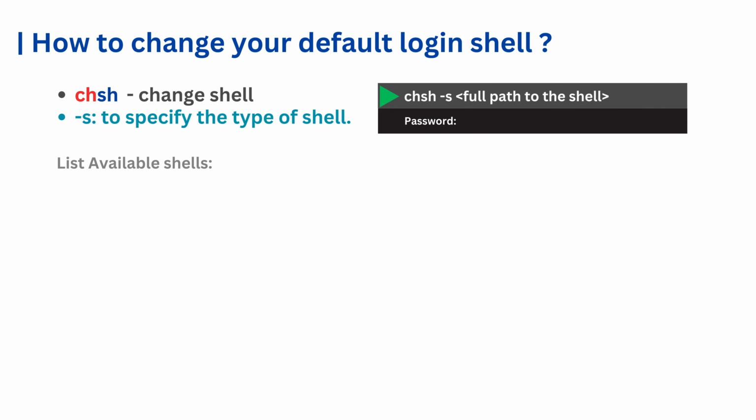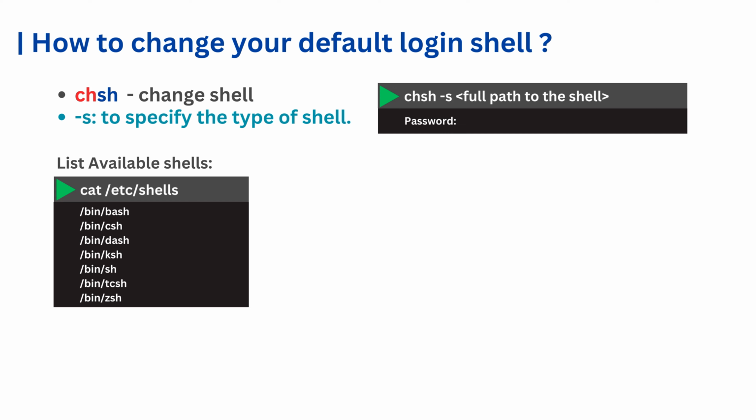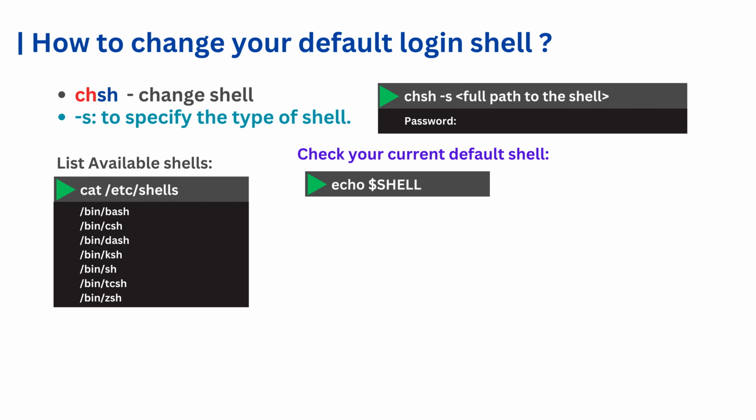First, let's check which shells are available on your system. You can do this by listing the shells from the /etc/shells file. This will display a list of available shells on your system. To see which shell you're currently using, run echo $SHELL. This will output the path of your current default shell.